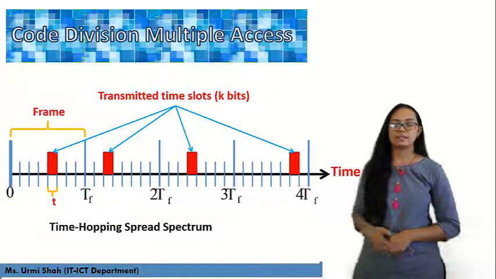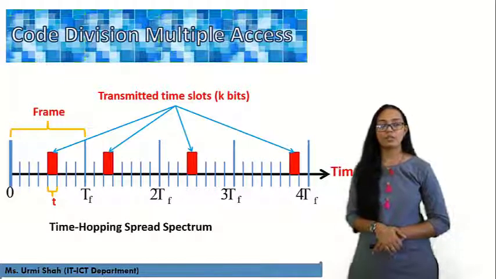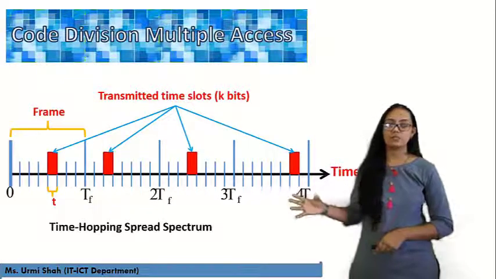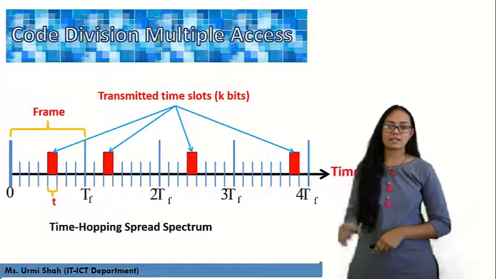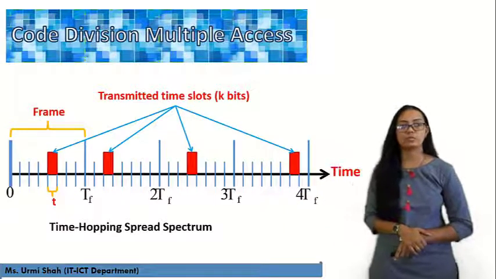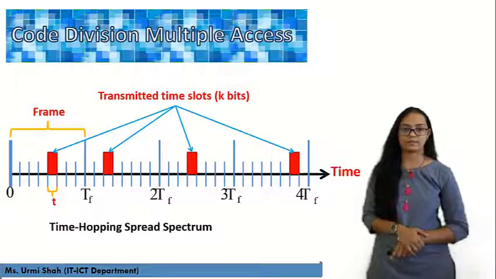So basically this is the waveform of code division multiple access, in which you can see the transmitted time slots have been allocated to a specific code phase.